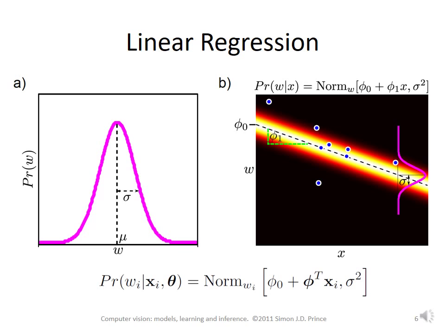For a fixed value of x, we'll have a probability of w that varies as a function of w, so a nice normal distribution centered at some value, and that value changes as a function of x, as you see in the graph on the right.